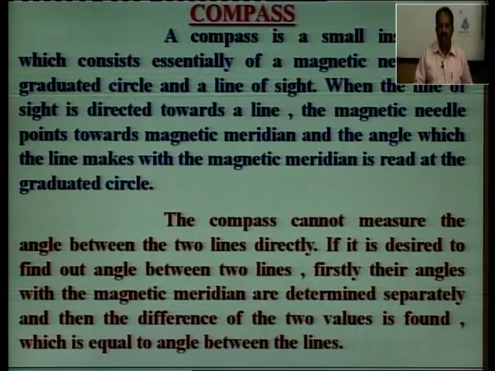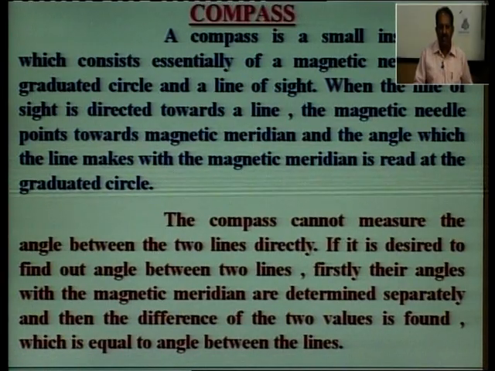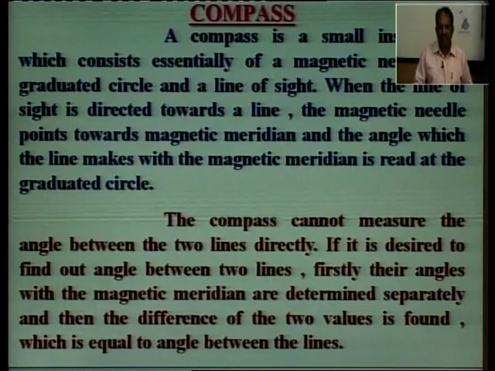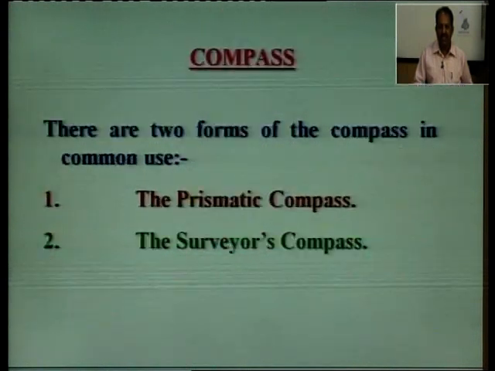The compass cannot measure the angle between the two lines directly. If it is desired to find out the angle between two lines, firstly their bearings are read and then the difference of the two values is found, which is equal to the angle between the lines.